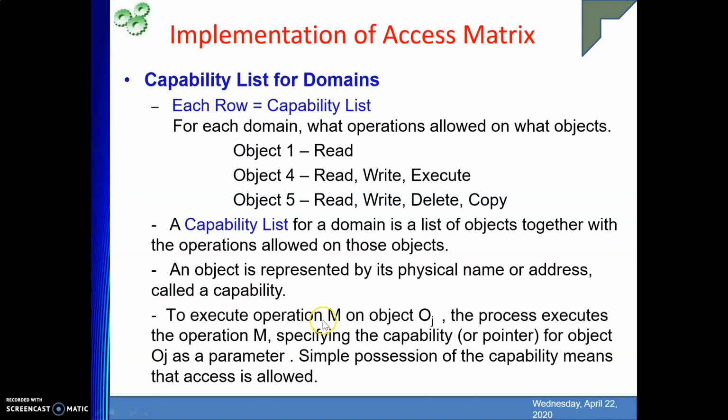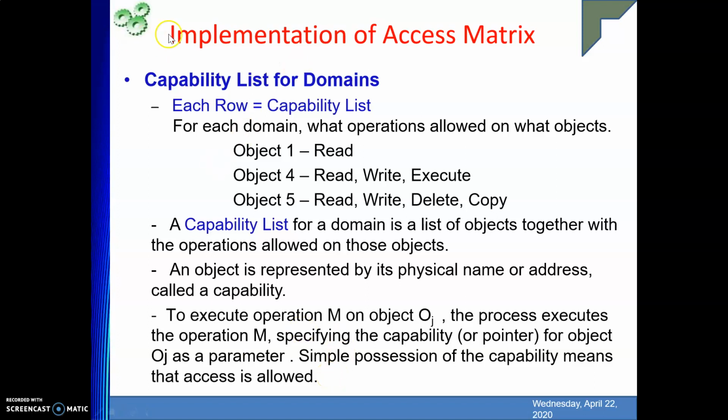So whenever we are applying one operation M on an object OJ, the process executes the operation M specifying the capability or pointer to that object OJ as a parameter. And if that capability is present, that means the operation is allowed. Else, an exception is raised.